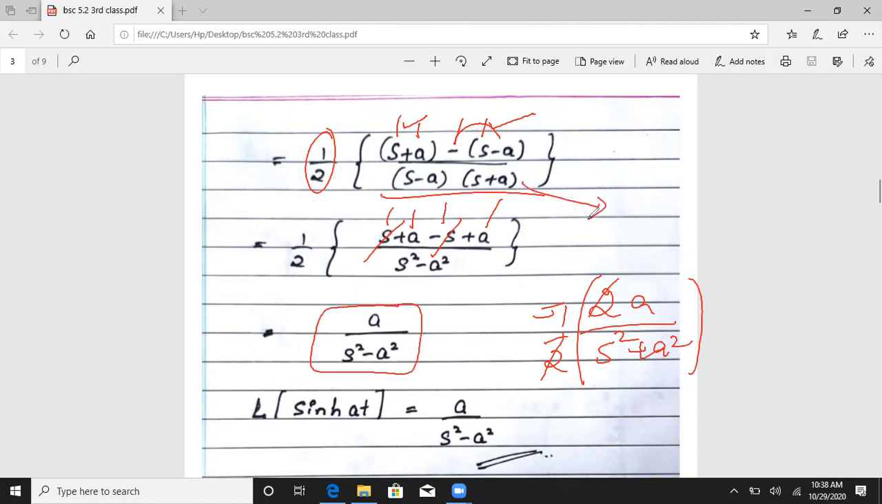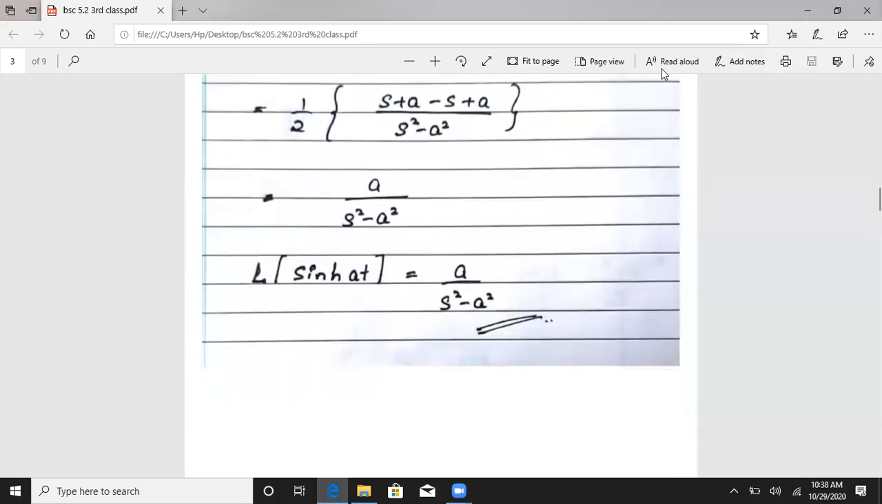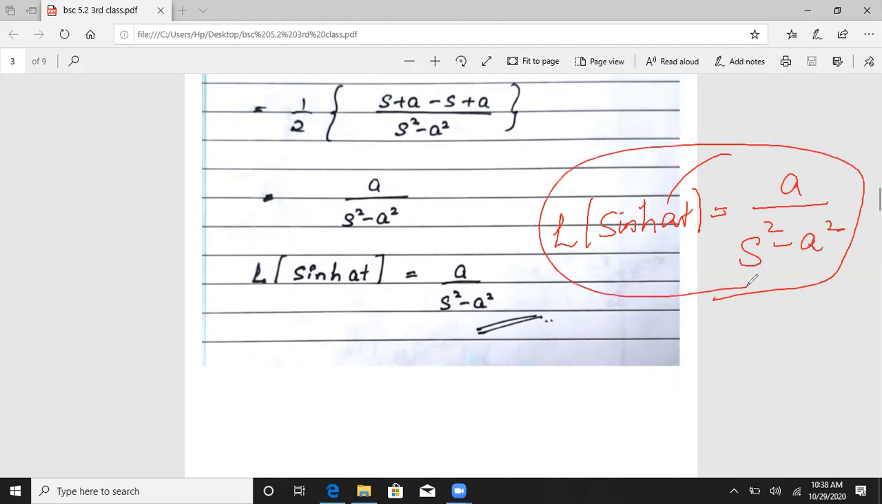This you guys already know: a plus b into a minus b is a square minus b square. Here s minus a into s plus a is s square minus a square. And our answer is the Laplace transformation of sine hyperbolic function of at is equal to a divided by s square minus a square. This is our resultant value.